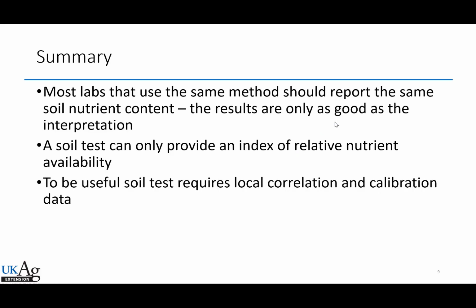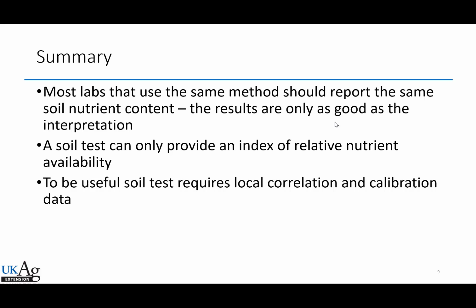So in summary, most labs that use the same method should report the same soil nutrient content. So if you took your sample and you split it and sent it to 3 different labs and they were all running the exact same method or protocol for Mehlich 3 extraction, you should get pretty similar numbers. But when you get different results in fertilizer requirement from different labs, that's based on this interpretation. And so a soil test can only provide an index of relative nutrient availability. To be useful, that soil test requires local correlation and calibration data.